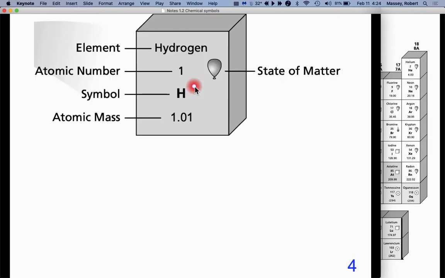So let me blow that up. So hydrogen is the element. The atomic number is 1. The atomic number is the number of protons, as you'll see. Symbol is capital H, and the atomic mass is 1.01. The state of matter, the little balloon there, means it's a gas.